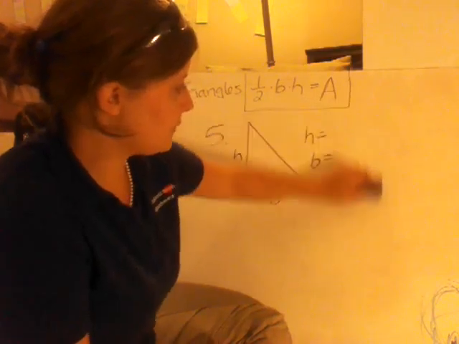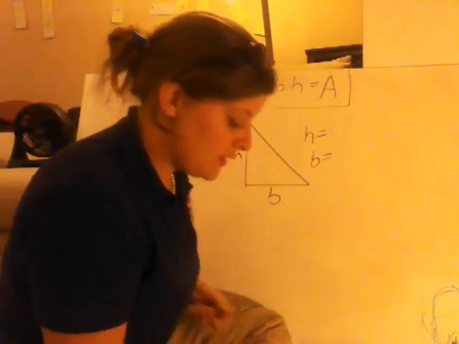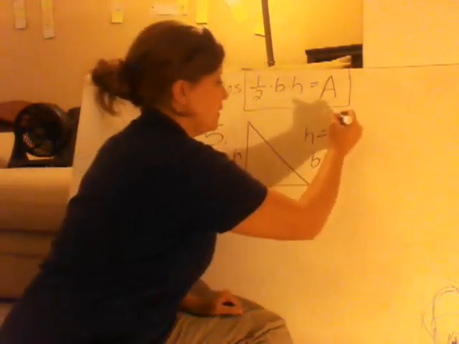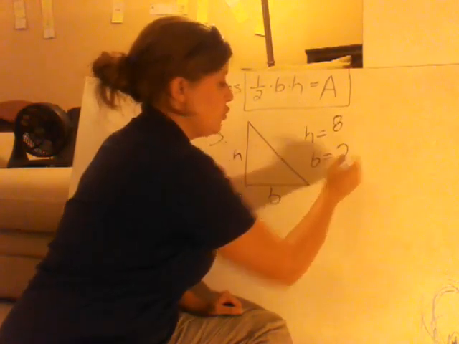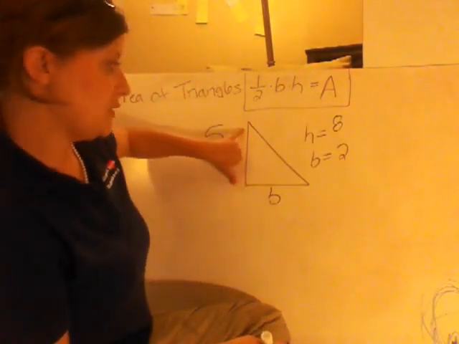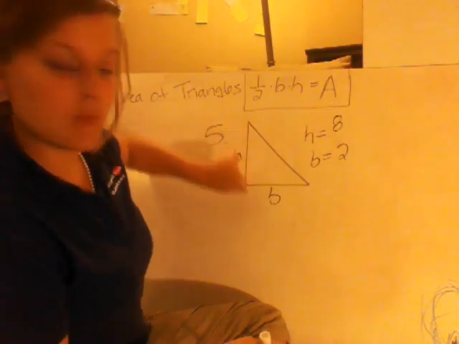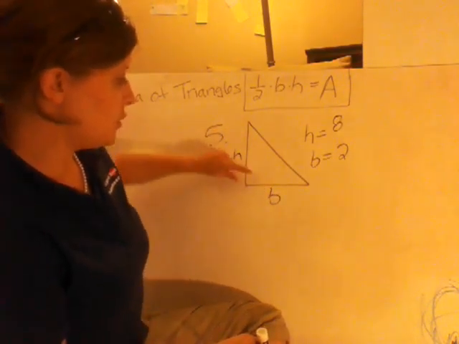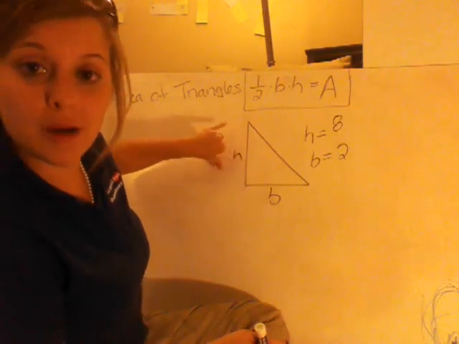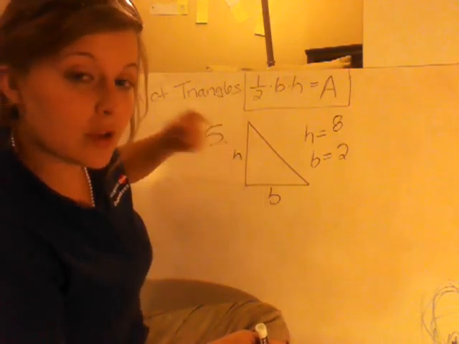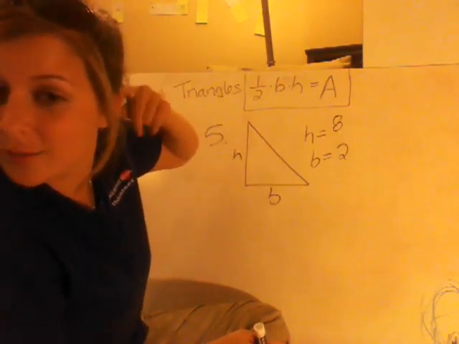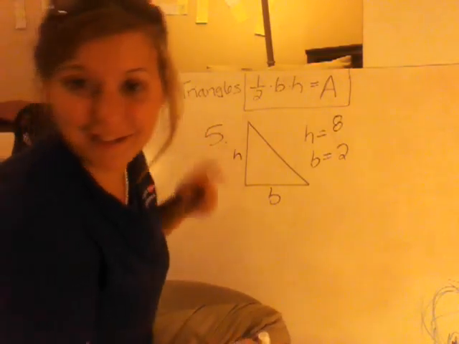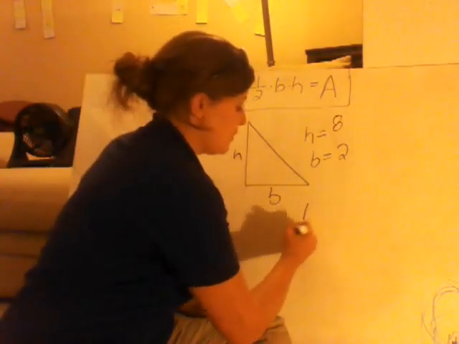Alright, so number 7. My height is 8. My base is 2. So that means that my height is going to be 8, and my base is 2. So this is actually going to be really small in comparison to my height. Just something to keep in the back of your mind. Save it for later. Back here. Right? So, same process.